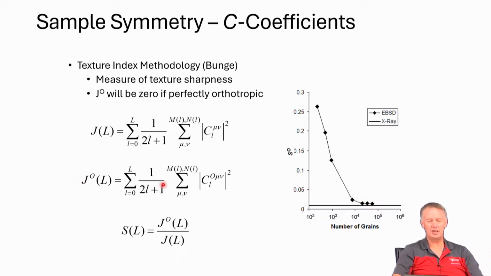The bottom one here, the J0, that is if it's perfectly orthotropic, then this will end up to be 0. Right? And then we divide our texture index, assuming or checking if it's orthotropic, versus what our actual texture index is.